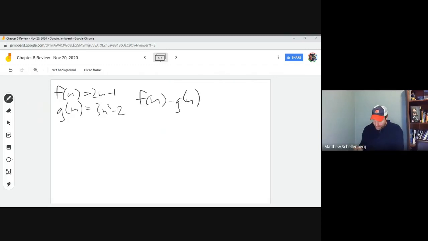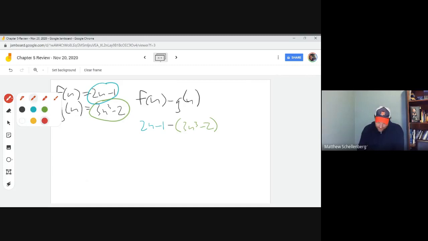Well, that's very straightforward. F of n is just 2n minus 1. And then we have minus g of n, which I'll make green, which is this right here. So this will be 3n cubed minus 2. And this is where everyone screws up. They forget that that minus was not part of either function.